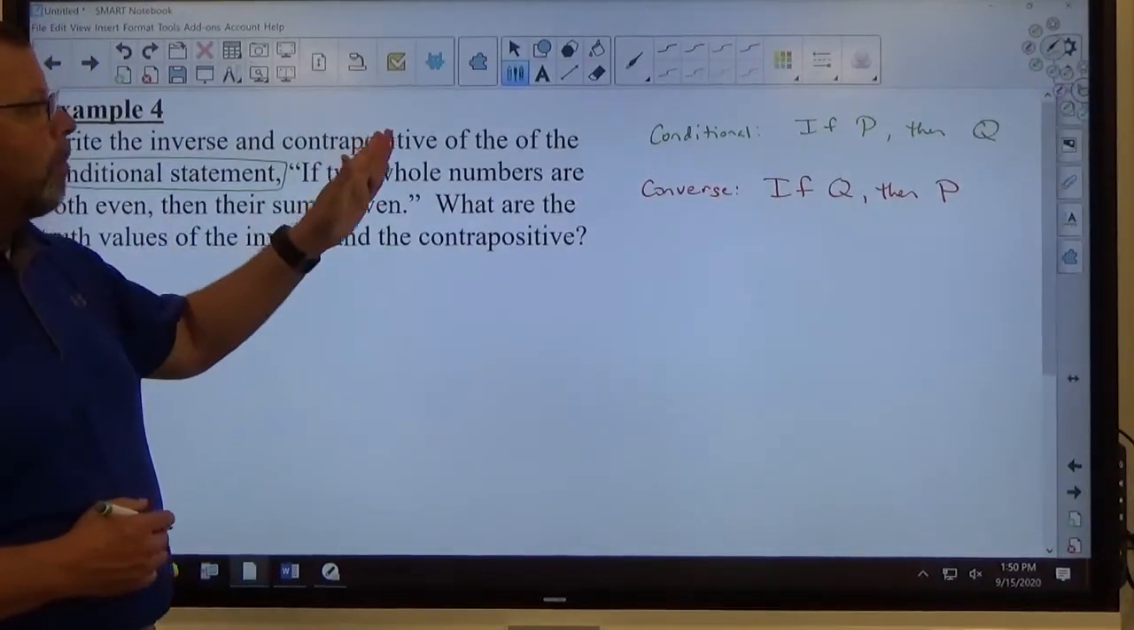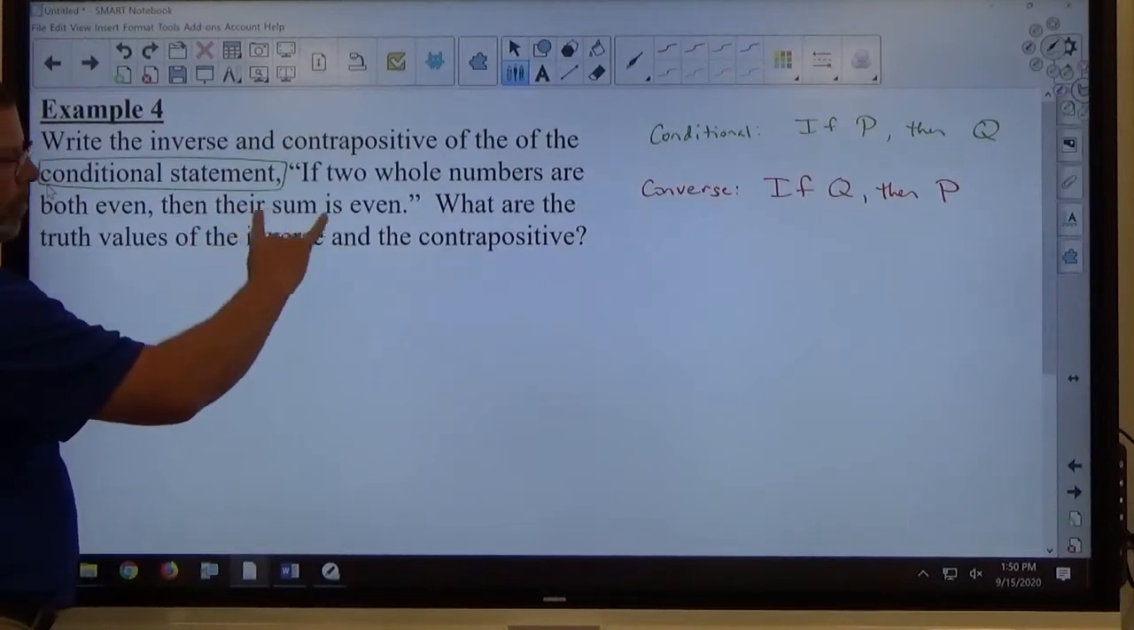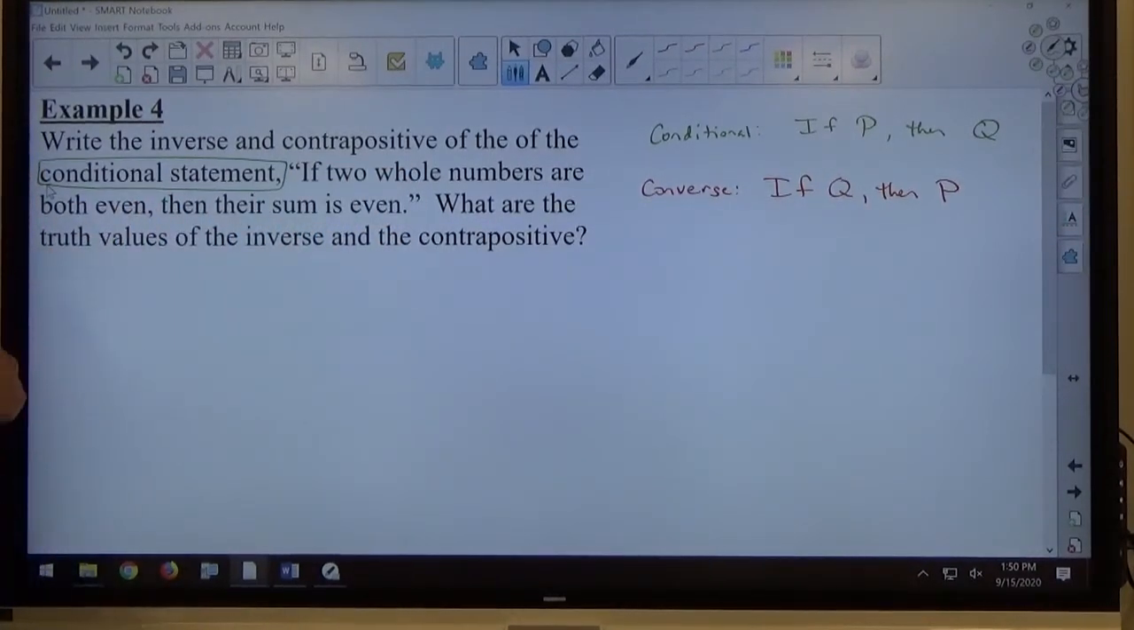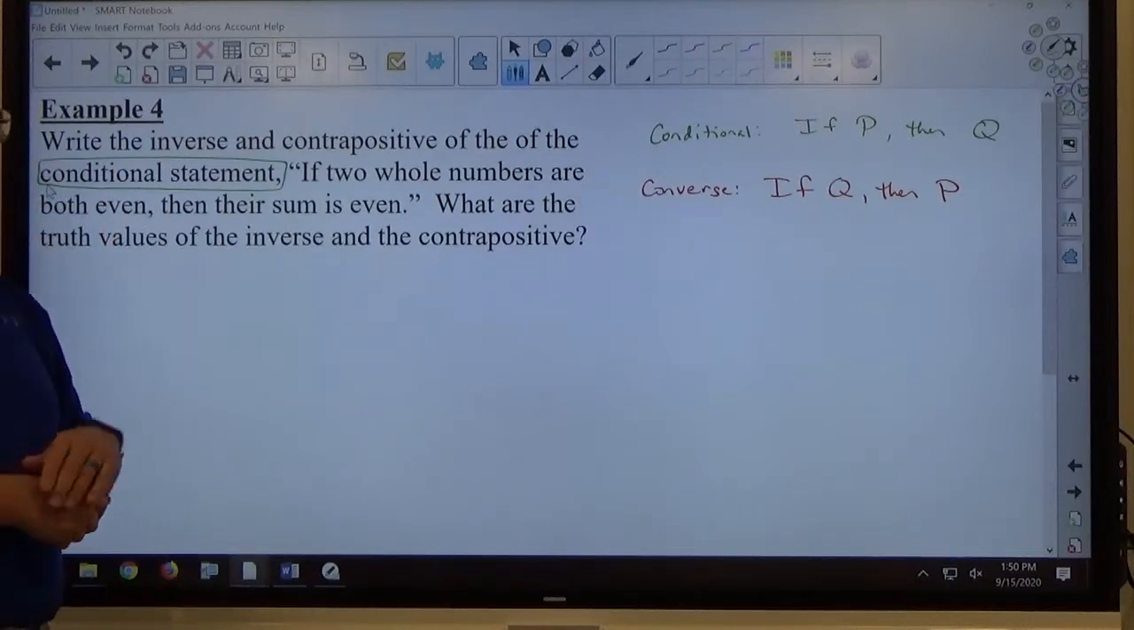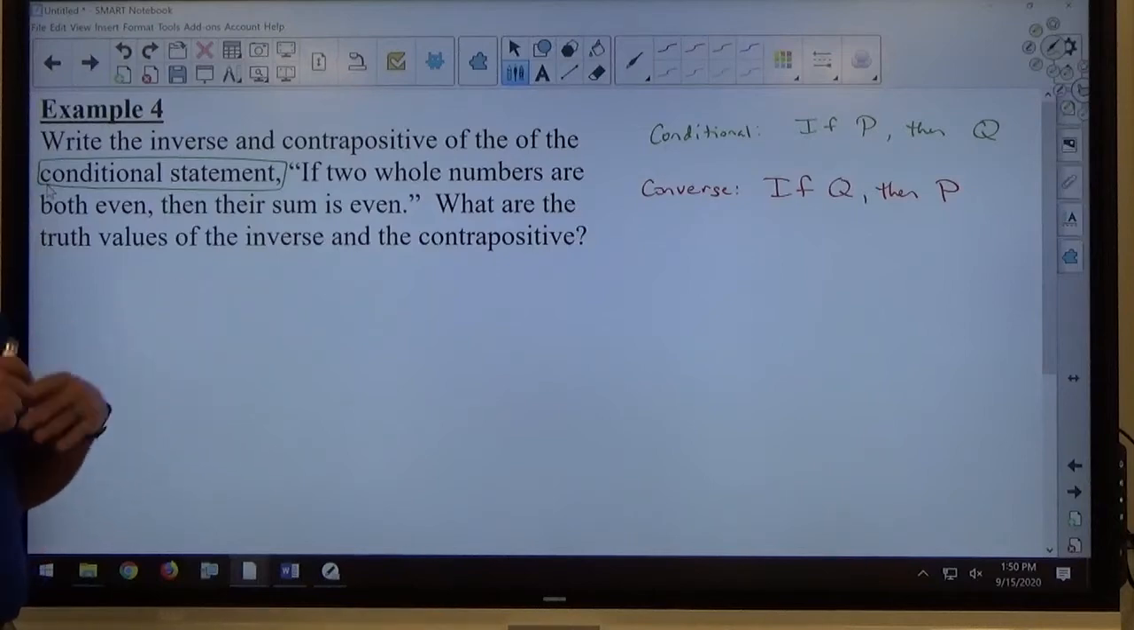So if this was the problem, and it says find the converse, I would say if two numbers' sum is even, then they are both even. I would just swap the hypothesis and conclusion. Again, they're not asking for a converse here. It says find the inverse and contrapositive. But again, if they said that, I'd be able to write it.